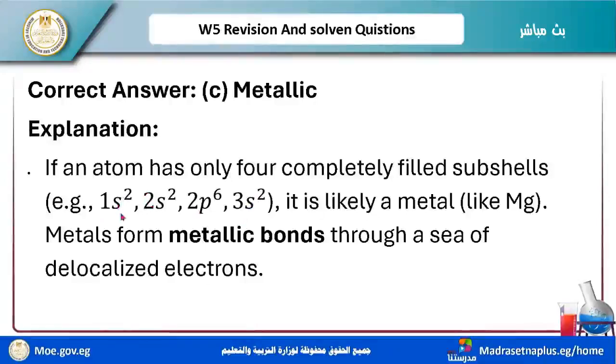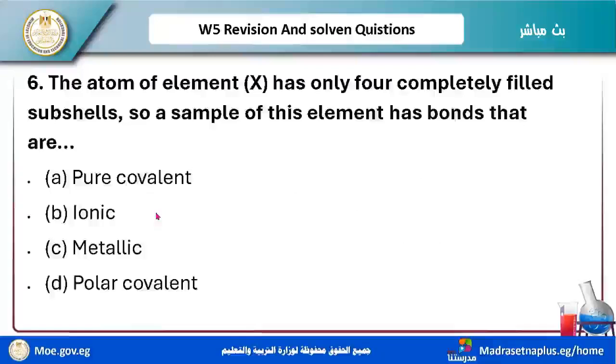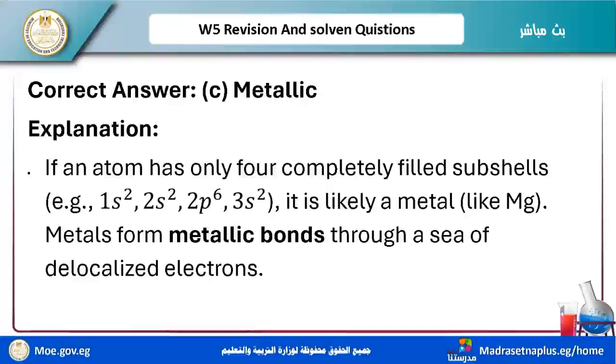It is a metal. When I discuss this metal, does it make a pure covalent bond? No. Ionic? Maybe. Metallic? Okay. Polar covalent? Maybe. But I refuse these choices, because a sample of these elements has metallic bonds through a sea of delocalized electrons. These metals form metallic bonds.